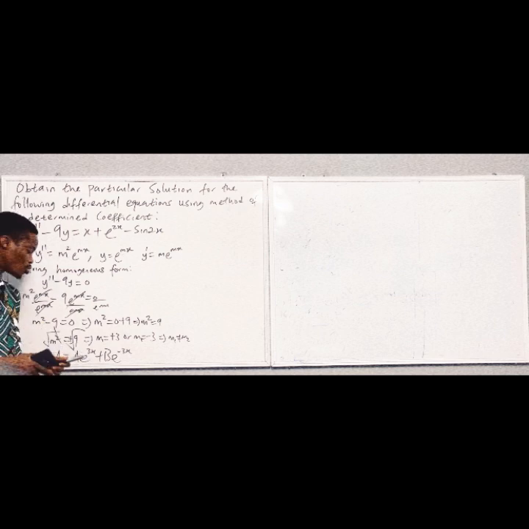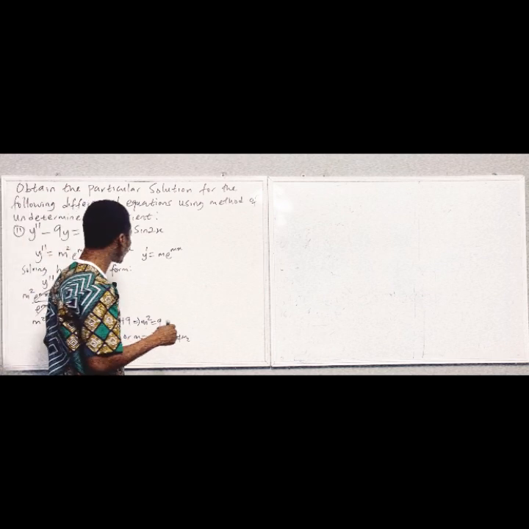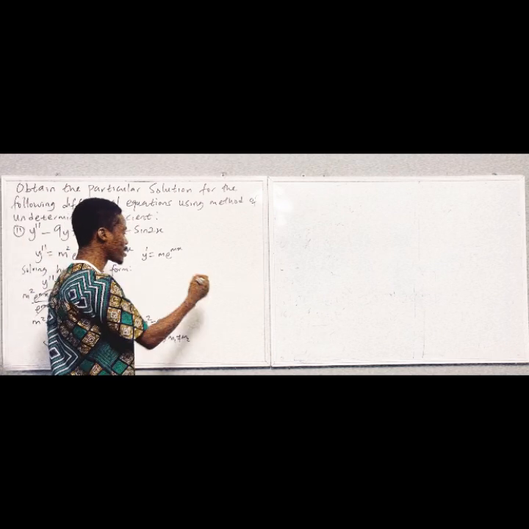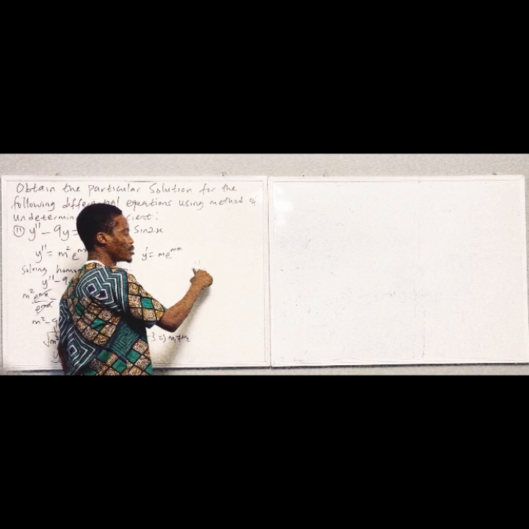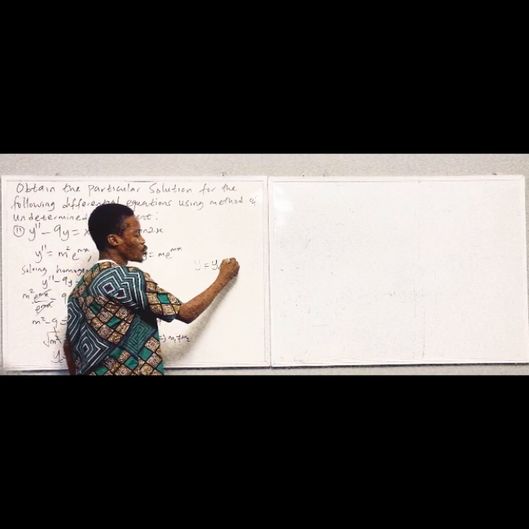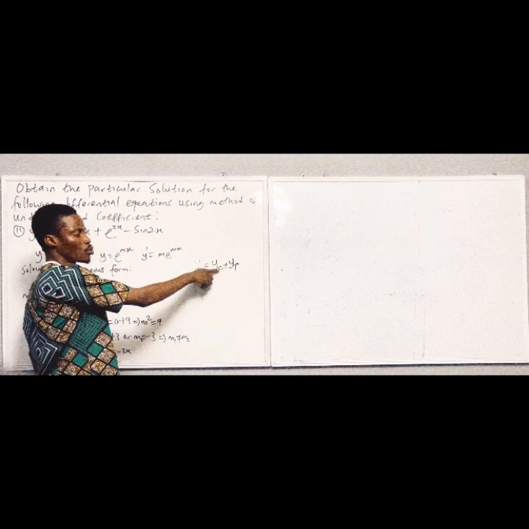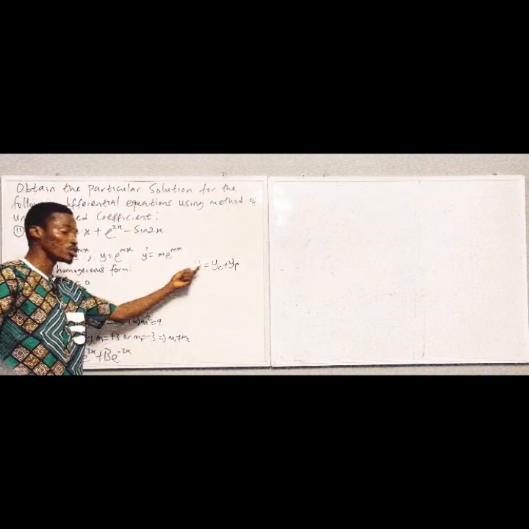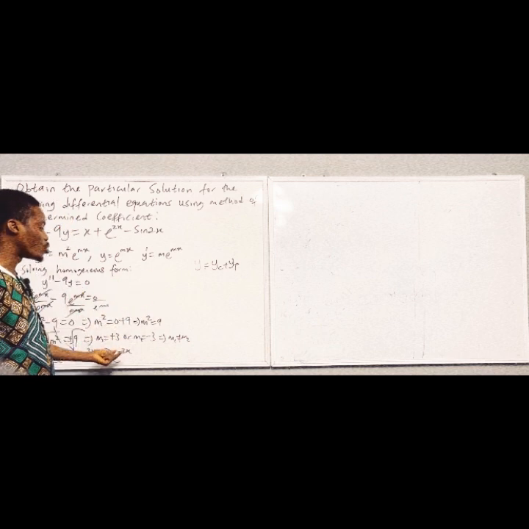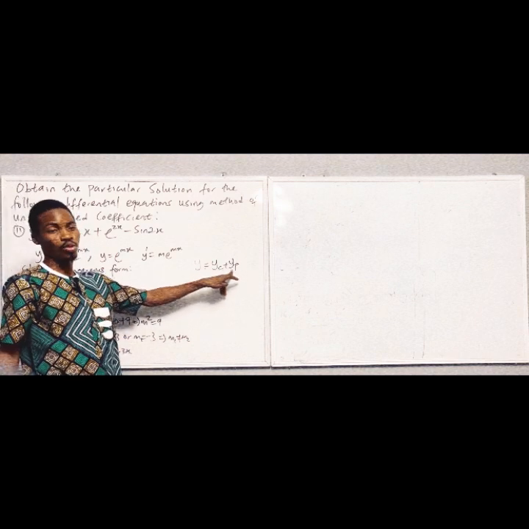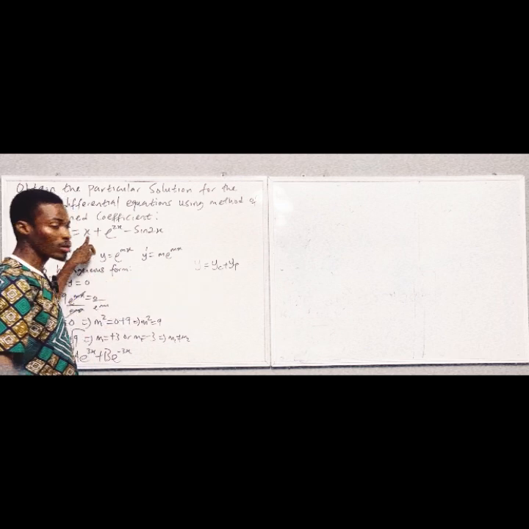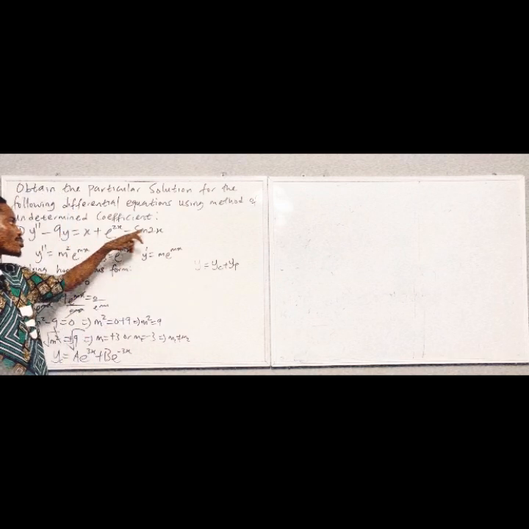Since A is a constant, it means I have solved y_c, that is the solution of the homogeneous. So now, from our method of undetermined coefficients technique, our y will be y_c plus y_p. It means y is equal to y_c, where y_c is the general solution of the homogeneous, which is this. So I will now solve y_p. My y_p will now consider x plus exponential 2x minus sin 2x.